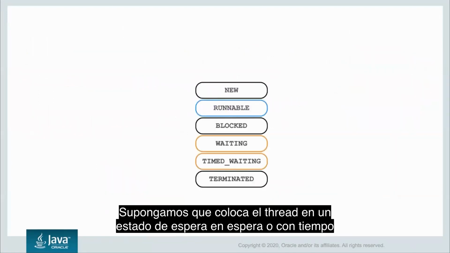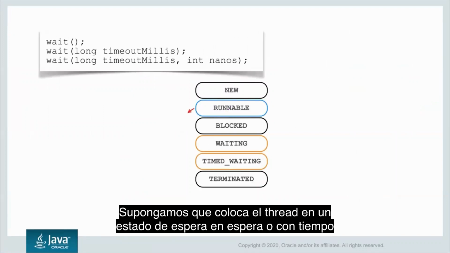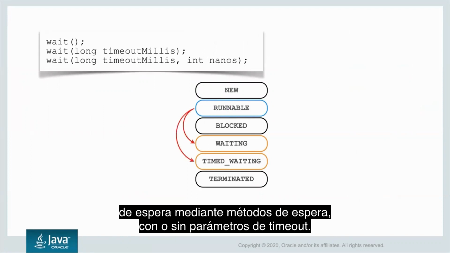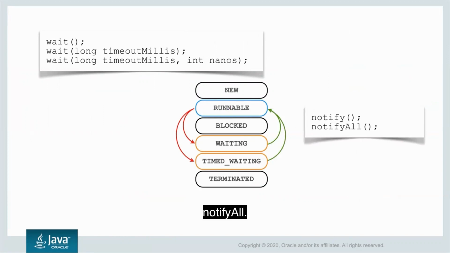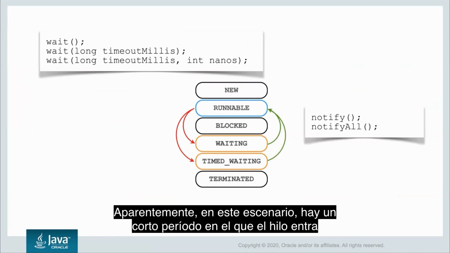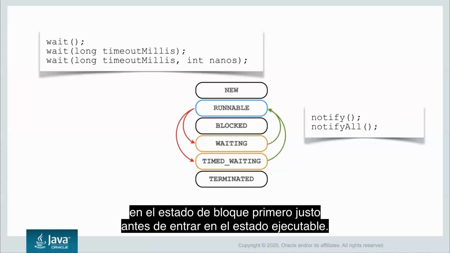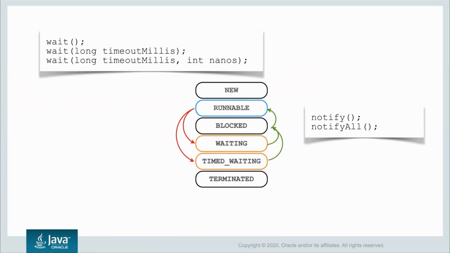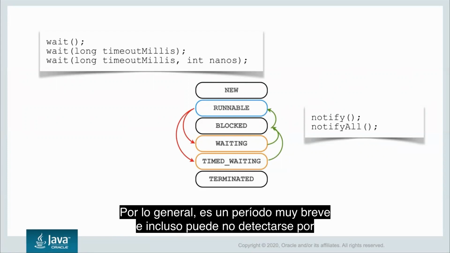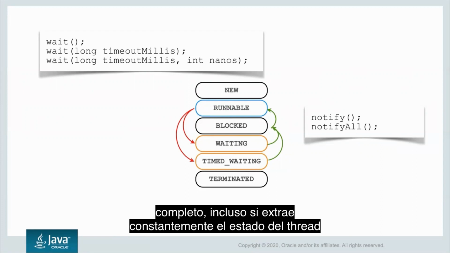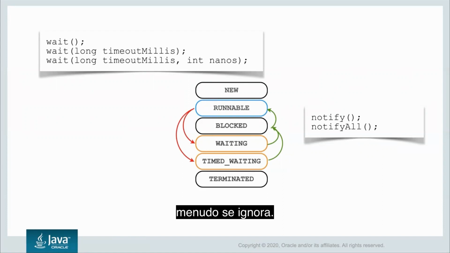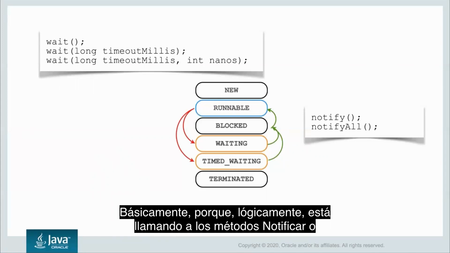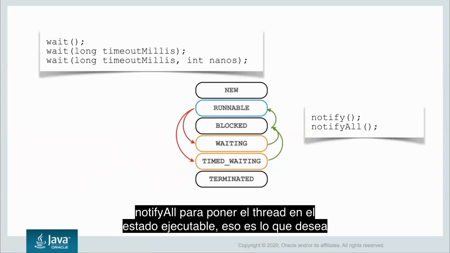Let's assume you place your thread into a waiting or timed waiting state using methods wait with or without timeout parameters. So next, you want to wake this thread using notify or notify all methods. Apparently, in this scenario, there is a short period where the thread actually goes into the blocked state first, just before it goes into the runnable state. Usually it's a very brief period and may even go completely undetected, even if you constantly poll for the thread state using the getState method. So this is indeed very nuanced behavior, which is often ignored, basically because logically you're invoking notify or notify all methods to put your thread into the runnable state.